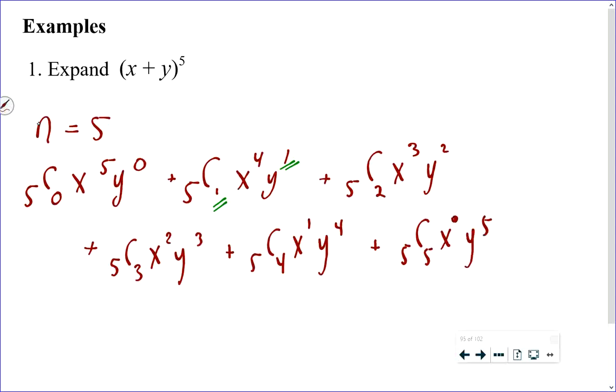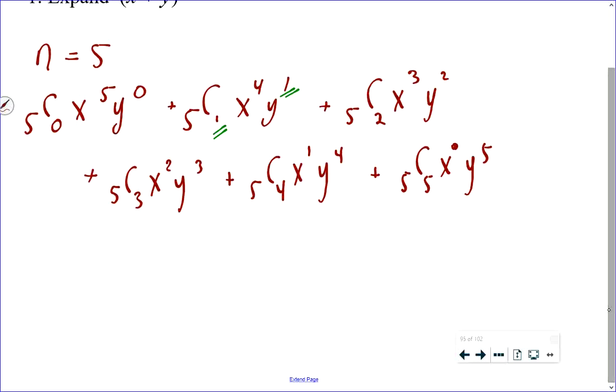So let's clean this up. We are going to need to know what all of these combinations are equal to. 5 choose 0 is 1, and we have x to the 5. 5 choose 1 is 5, and we have x to the 4y. 5 choose 2, I want to say 5 choose 2 is 10. X to the 3, y to the 2.